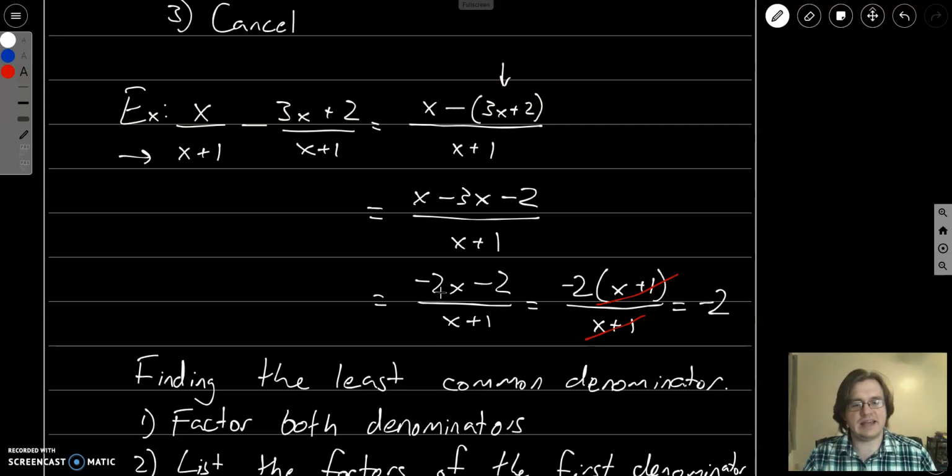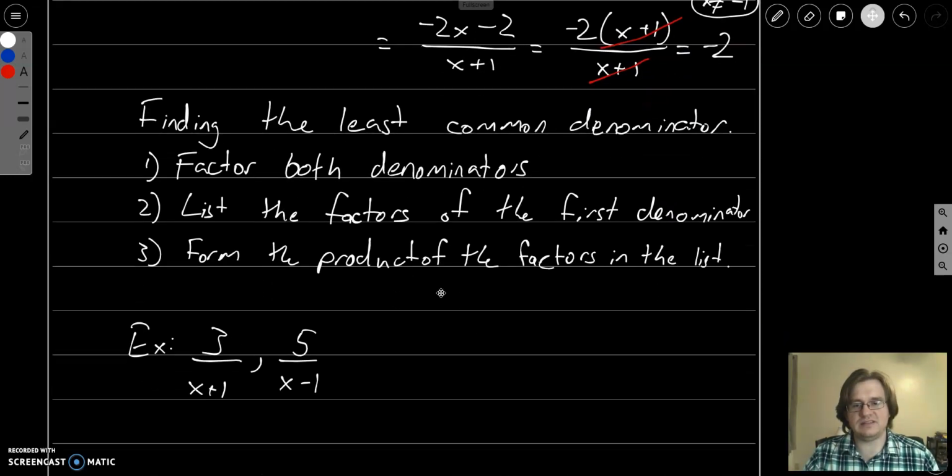Now, because I canceled this factor of x plus 1, I know that x can never be equal to negative 1. This is something important to keep in the back of your mind as you're doing these. We don't want to plug in an x that would give us something that we can't compute. I can't plug a negative 1 into this first fraction, otherwise I'd be dividing by 0. So I'll keep track of that, and at the end I'll say this expression is equal to negative 2, except when x is equal to negative 1, and I can't even plug that in.